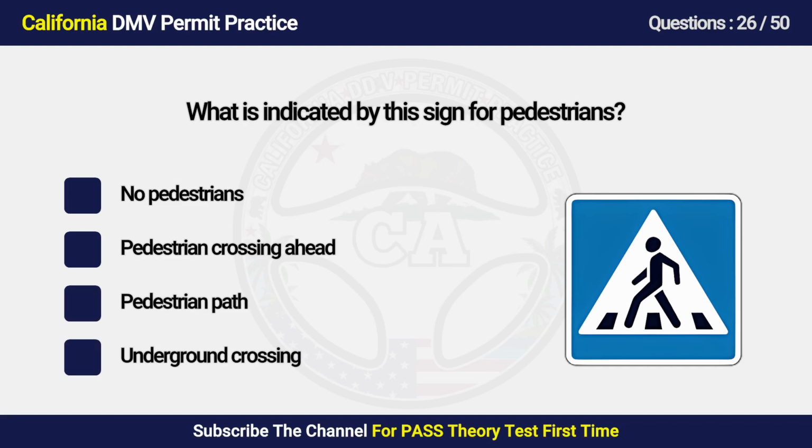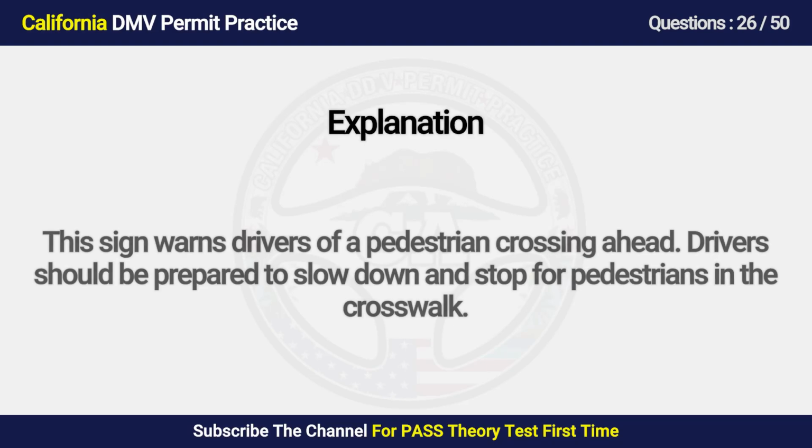Question 26. What is indicated by this sign for pedestrians? A. No pedestrians. B. Pedestrian crossing ahead. C. Pedestrian path. D. Underground crossing. Answer is B, pedestrian crossing ahead. This sign warns drivers of a pedestrian crossing ahead. Drivers should be prepared to slow down and stop for pedestrians in the crosswalk.